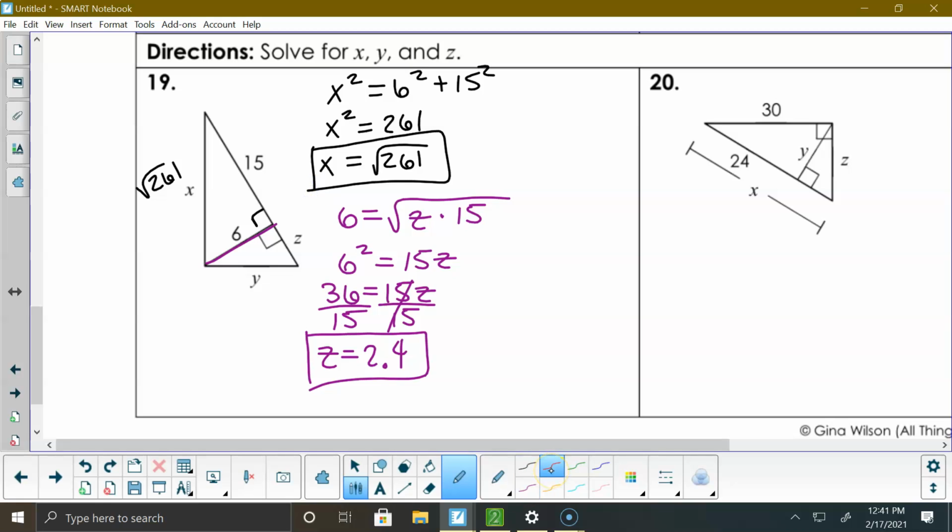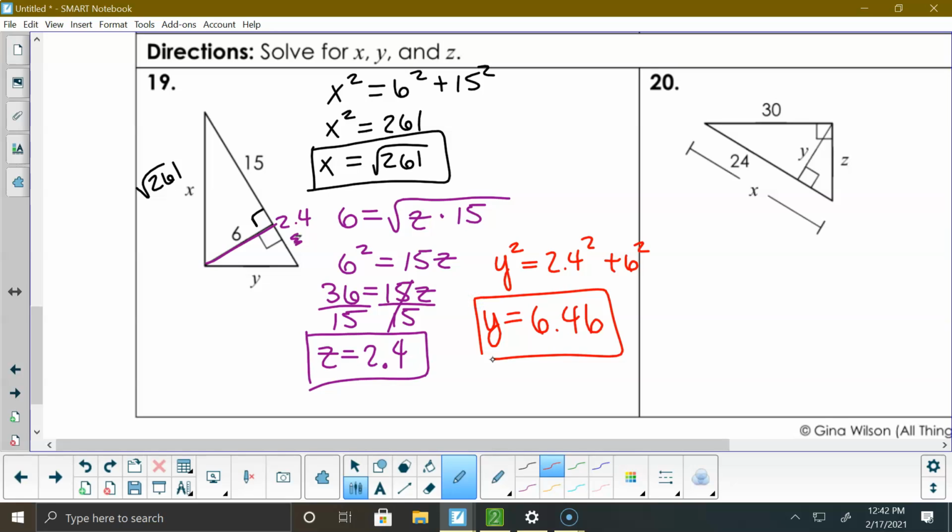Now for me to finish this, can I use Pythagorean theorem again to solve for y? Alright. So I know y squared equals 2.4 squared plus 6 squared. So I got y to equal 6 point, we'll call it 46. Now I have all three.